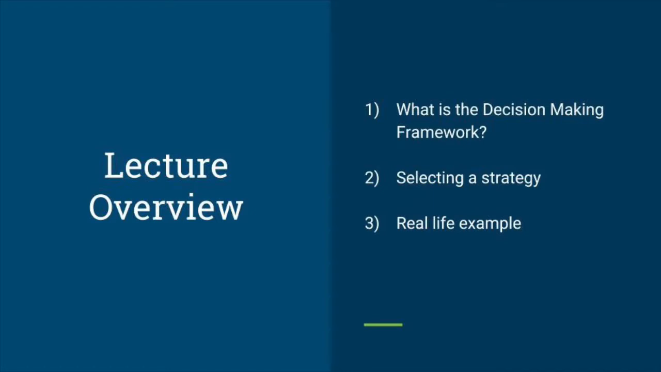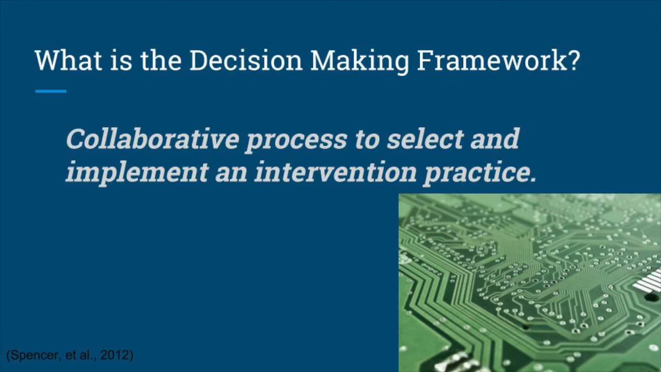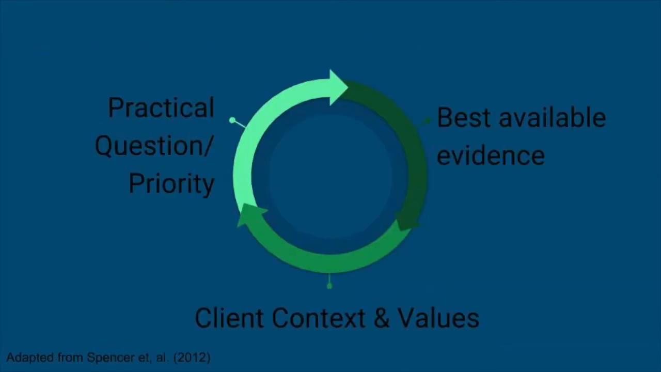The framework itself is mapped out to lead to the most positive outcomes for an individual. The process begins by understanding a specific trio of elements prior to even choosing a strategy. This trio is the client or the student themselves and their specific context, values, and needs, developing a practical question or a priority for this person that's both relevant and attainable, and then examining the best available evidence that's closely aligned with the identified goal and the client's values and context.